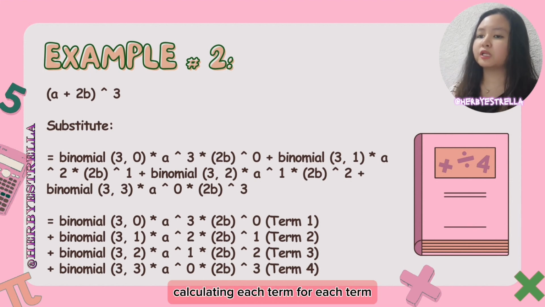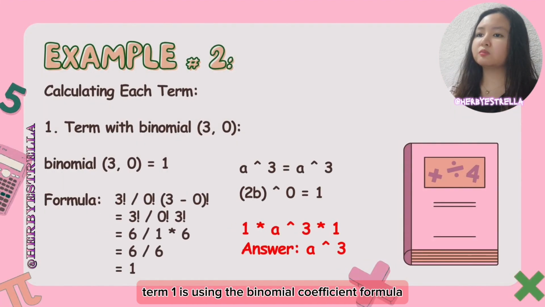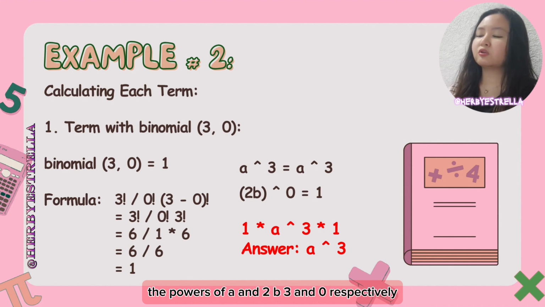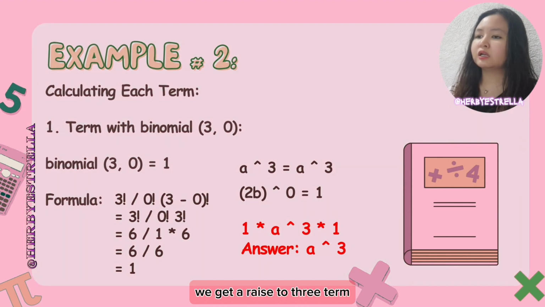Calculating each term, for each term, determine the binomial coefficient using the formula C(n, k) equals n! divided by k!(n-k)!. Term 1, using the binomial coefficient formula, we find that C(3, 0) equals 1. The powers of a and 2b are 3 and 0 respectively. Multiplying these together, we get a^3.